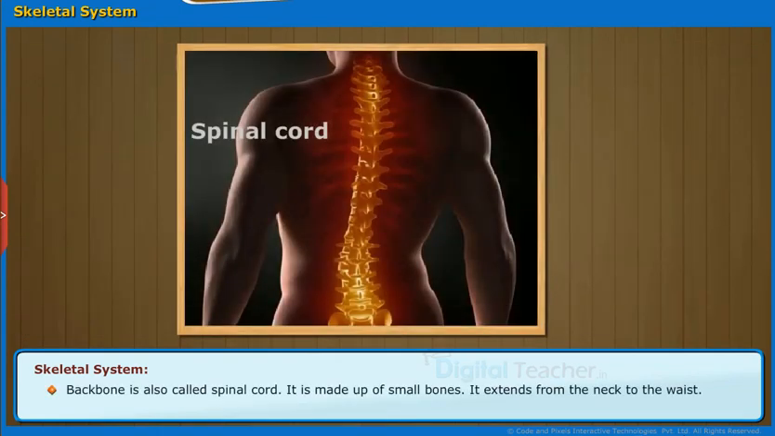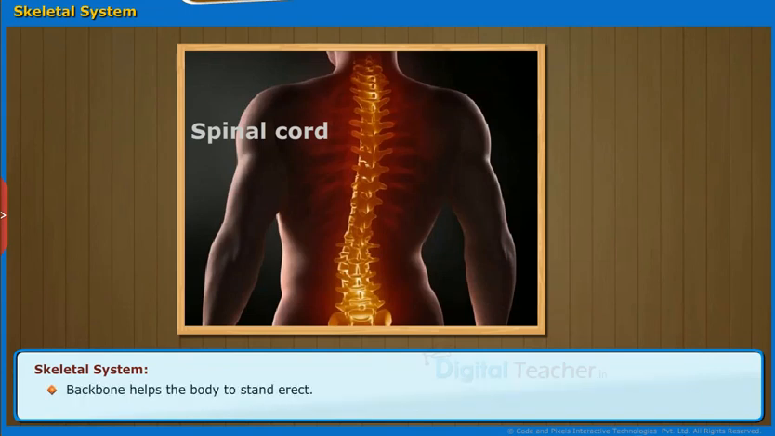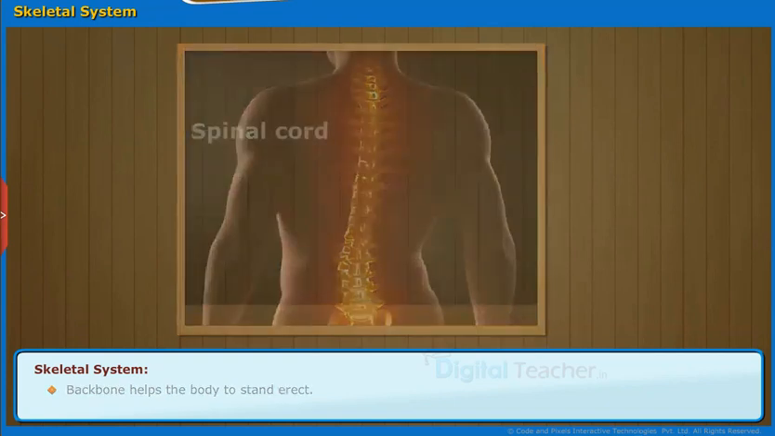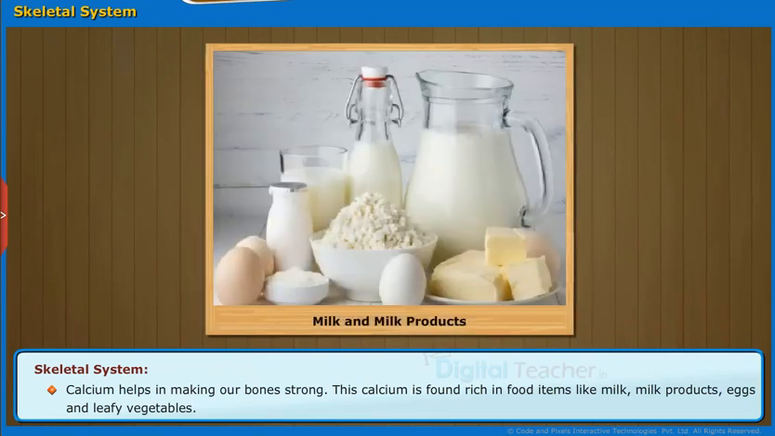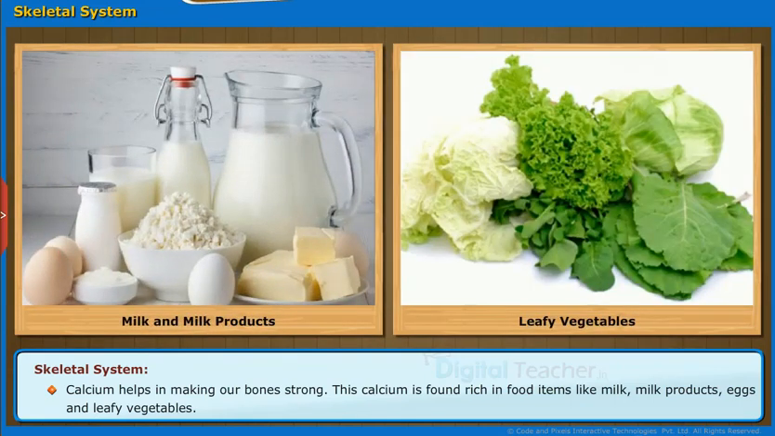It is made up of small bones. It extends from the neck to the waist. Backbone helps the body to stand erect. Calcium helps in making our bones strong. This calcium is found rich in food items like milk, milk products, eggs, and leafy vegetables.